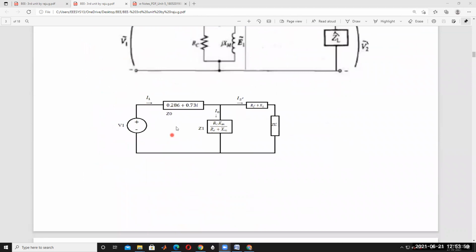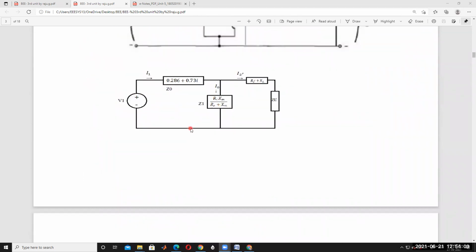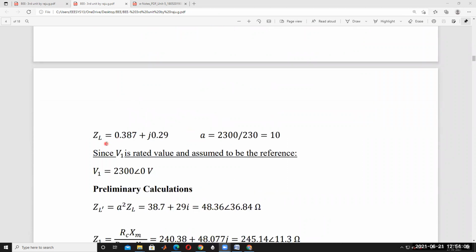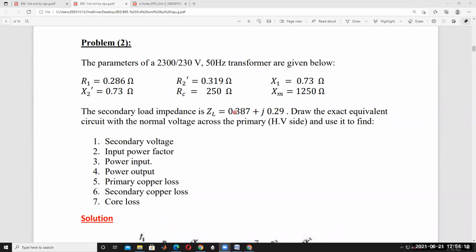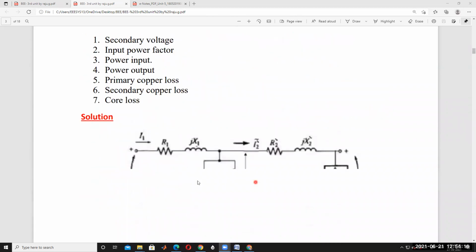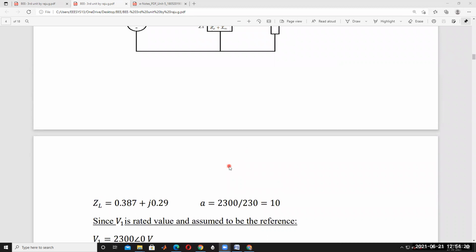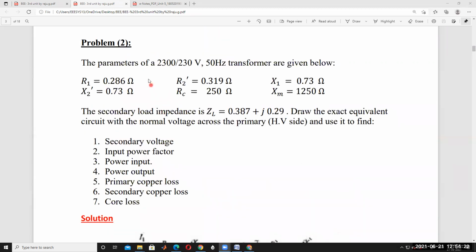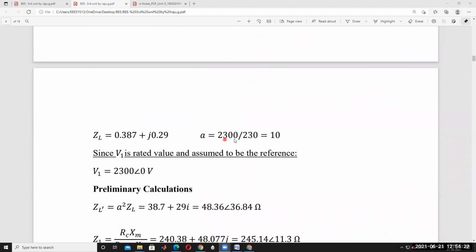From the equivalent circuit, we get the circuit like this. Here ZL is equal to 0.387 plus j0.29. This is the load impedance, the given data. And then A is equal to the turns ratio, N1 by N2 or V1 by V2, that is 2300 by 230. So A is equal to 2300 by 230, that is equal to 10.